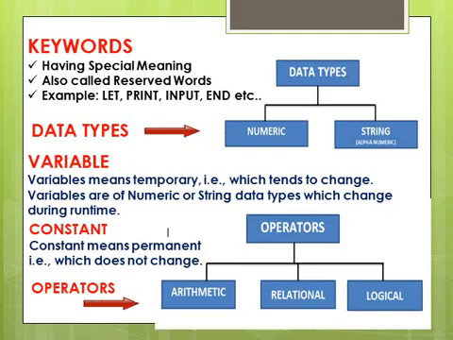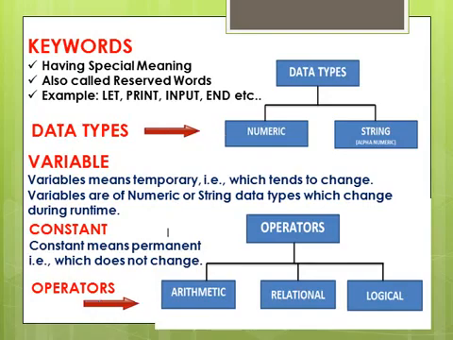Next is keywords. Keywords are those words which have special meaning in Qbasic. Keywords are formed by using the Qbasic character set. It is also called as reserved words. Examples are let, print, input, end, etc.